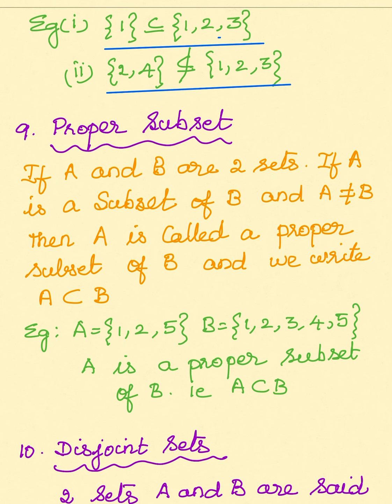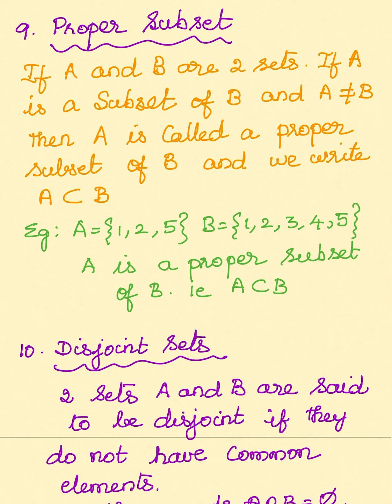Next we go to the second example. Here you have a set with elements 2 and 4 and here you have a set with elements 1, 2 and 3. The element 4 is not in this set. So we say the set with the elements 2, 4 is not a subset of the set with the elements 1, 2 and 3.